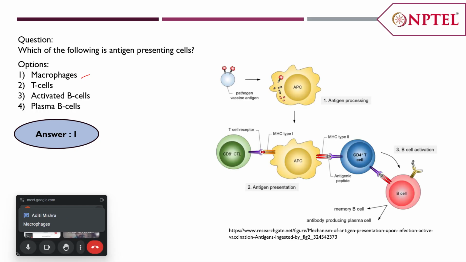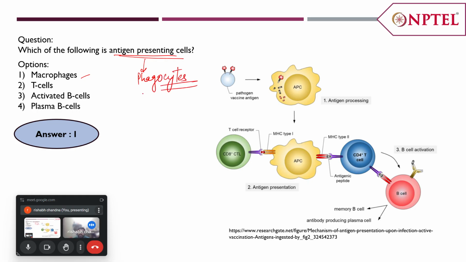The antigen presenting cells that we are talking about are phagocytes. These phagocytes take up the pathogen inside them, engulf them, then degrade those pathogens and present some of the proteins of those pathogens onto their surface. For example, this is an example of how a vaccine works inside our body. This is an antigen presenting cell. It engulfs this particular vaccine or pathogen.